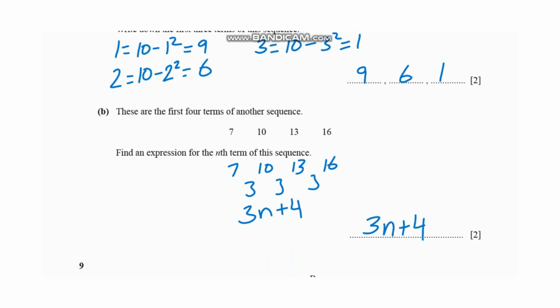Part B states, these are the first 4 terms of another sequence. Find an expression for the nth term of the sequence. So the difference between 7, 10, 13 and 16 is 3. So we will use 3 as we do n. So 3n plus any value that will make up 7. So 3 ones are 3 plus 4 will be 7. 3 twos are 6 plus 4 will be 10. Again, the third term will be 13, and for the fourth, 4 threes are 12 plus 4 will be 16. So the expression for the nth term will be 3n plus 4.